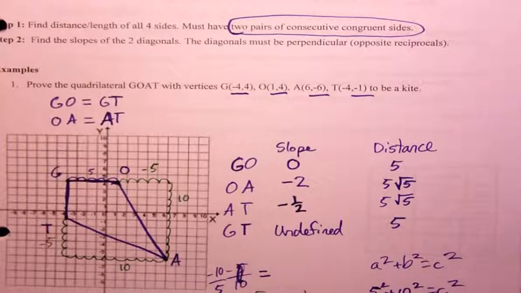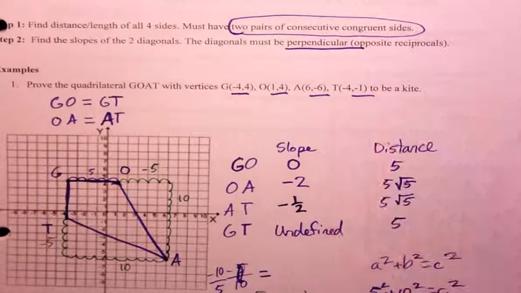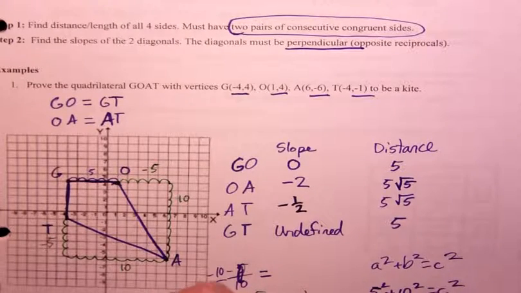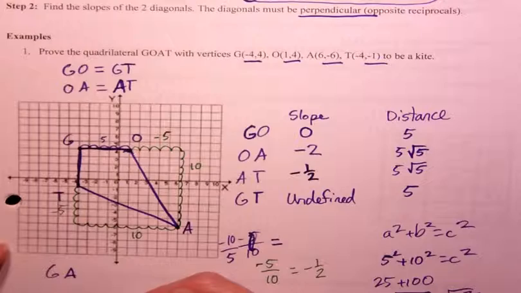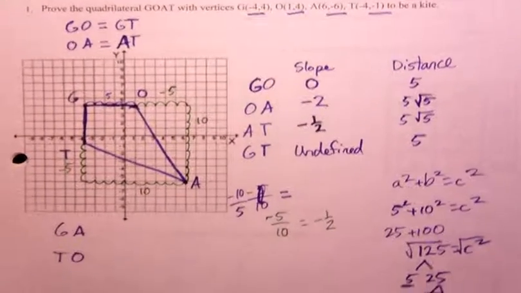And then next, we have to find the slopes of the two diagonals, and they must be perpendicular. This is the only shape that you have to do something with diagonals. The other ones you can prove from the side lengths. This one you have to do diagonals. And so the diagonals are going to be GA and TO.